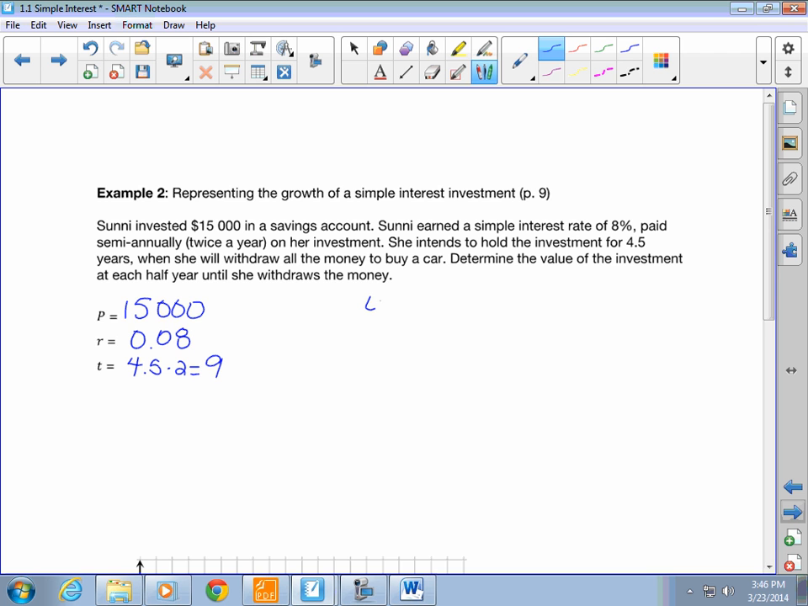So using our simple interest formula, interest is equal to our 15,000 times our 8% times 9. So $600 of interest is being earned. So every time interest is being applied to this account, it's being applied in the amount of $600.